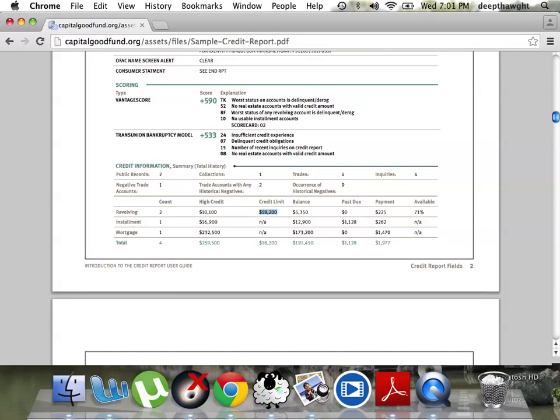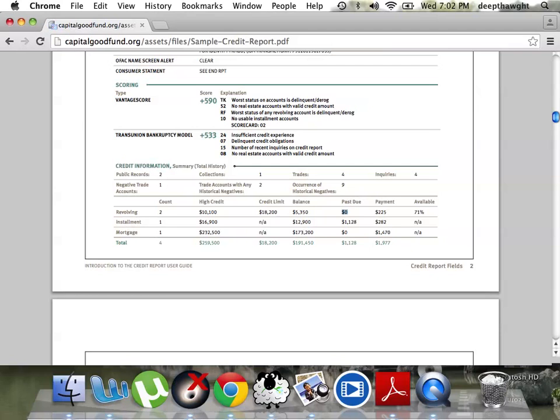So that's pretty good. If you have a balance of $5,350 and a credit limit of $18,200, you might say, well, why is it that the credit limit is $18,200 and the high credit is $10,100? What's the difference? Well, the high credit was when you originally established the credit card, and then the credit limit is what's available to you now, and the balance is what you owe on it. And if you're past due, you're past due in this section.